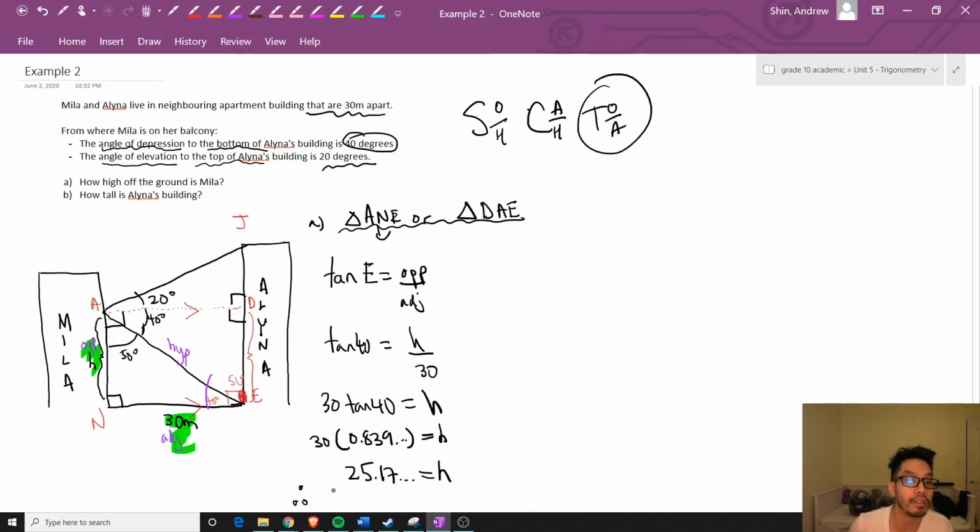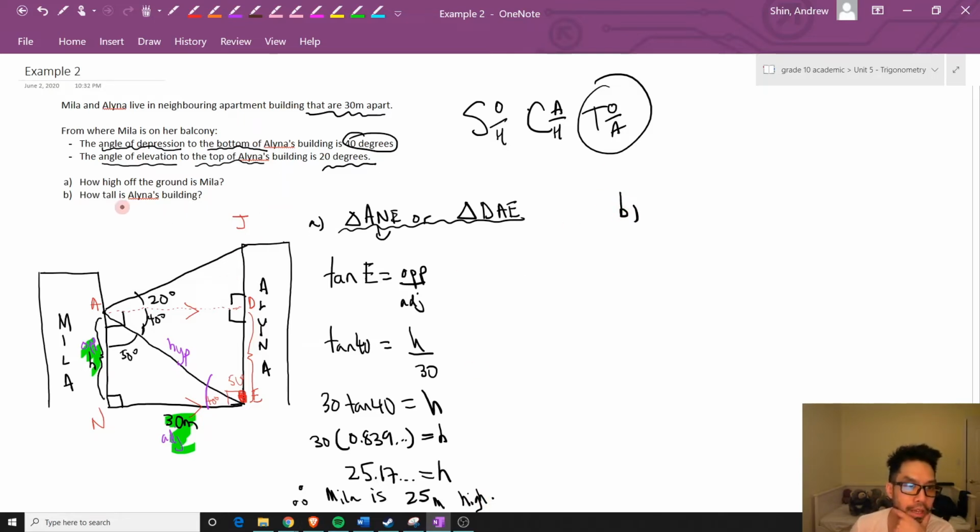How high off the ground is Mila? Well, Mila is 25, and I'm going to round it to no decimal places because, in their question, they have measured the numbers that we are working with. There's no accuracy to the number of decimal places. There's no decimal places, so we can't report any more decimal places. So Mila is 25 meters high. So I'll round it there. And so let's do part B.